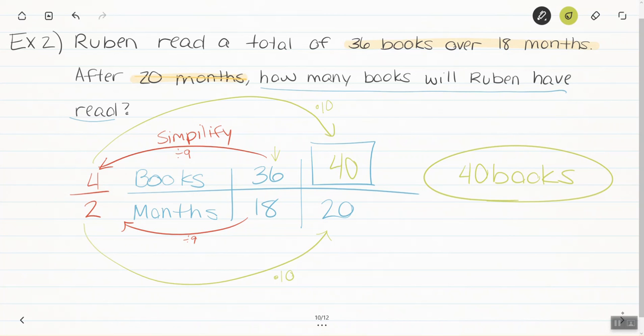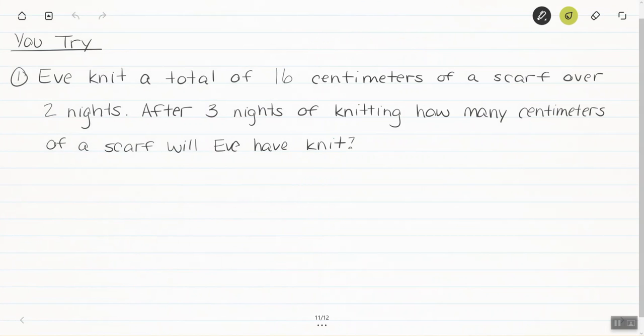So I want you to look at the next one. See if you can set up your table and see if you can figure out the answer. This one's going to be another one where you're going to have to simplify. I'll give you that hint.